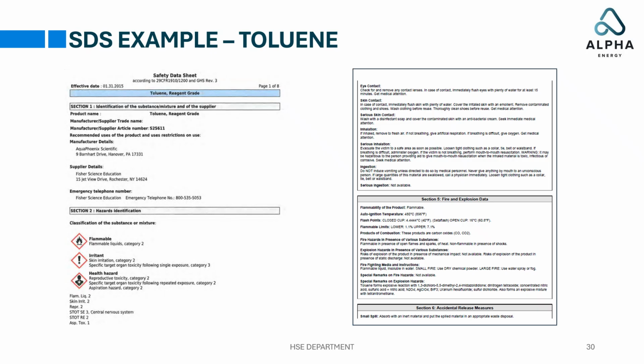The right side of the SDS provides details on first aid measures for various exposures, eye contact, skin contact, inhalation, ingestion, and firefighting measures, including flammability properties and suitable extinguishing media. This document is a vital resource for ensuring the safe handling, storage, and emergency response related to hazardous chemicals.